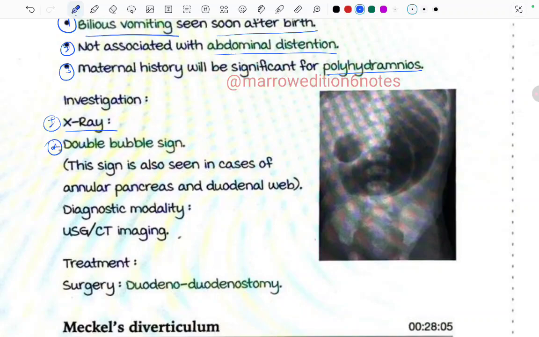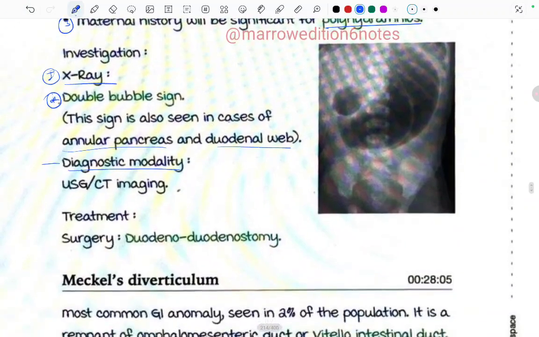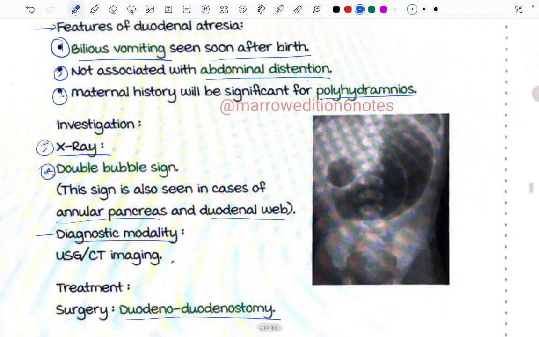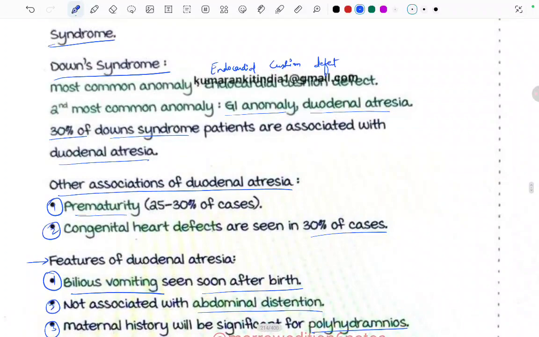This is also seen in case of the annular pancreas and in the duodenal web also. Diagnostic modality is USG or CT imaging. Treatment is done by surgery, that is duodenostomy. Fine, this was all about duodenal atresia.